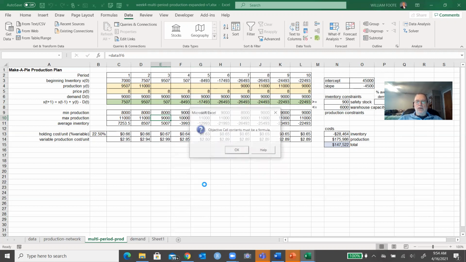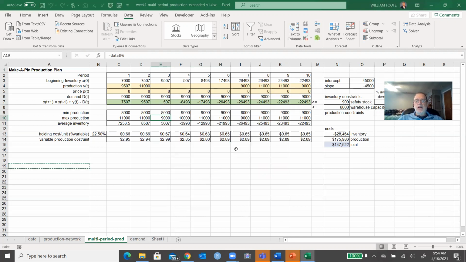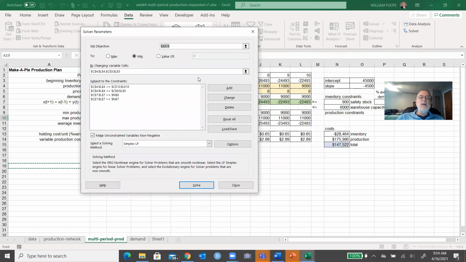Oh, the little wheel goes around. Objective cell must be a formula. Okay, what objective? Oh, I see. I changed the objective cell without realizing it. It turned it up A. We need to put it back correctly to N15. Not a problem.